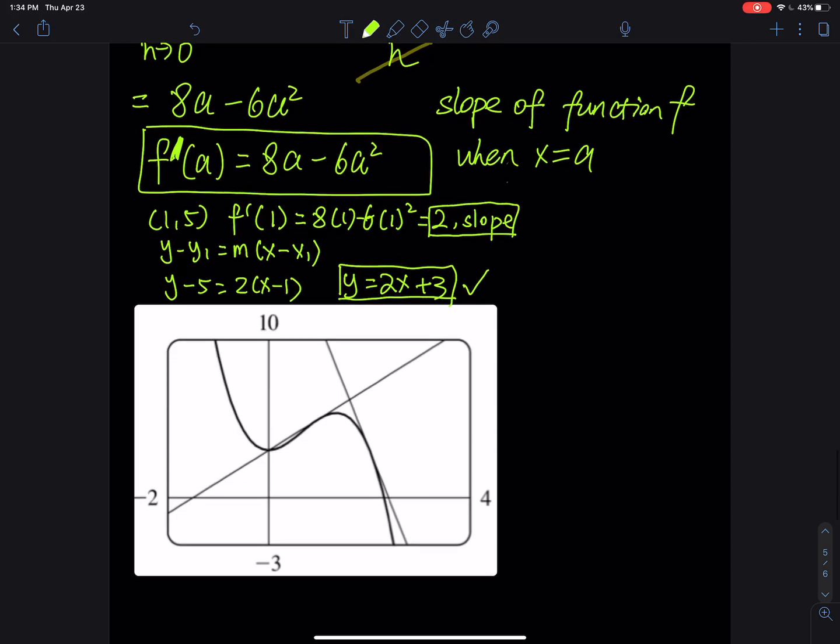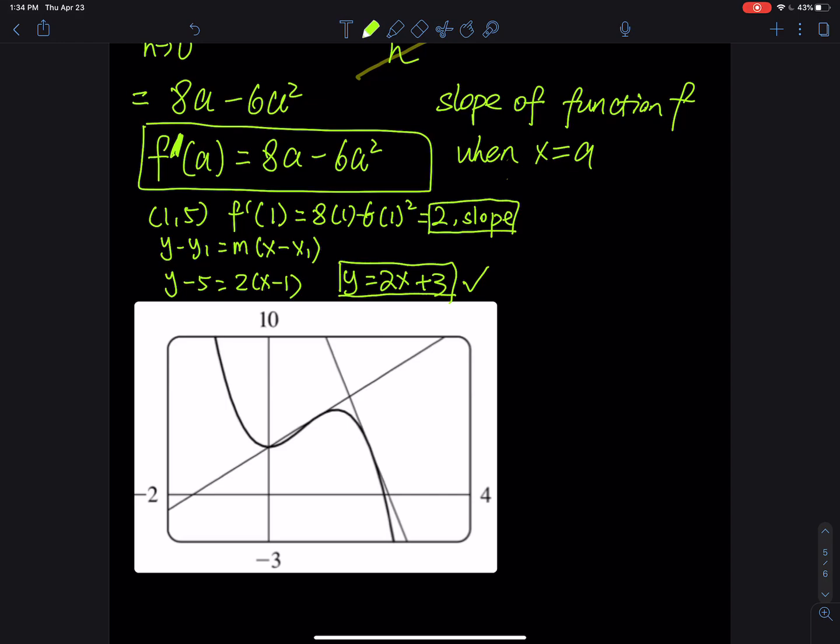So if you look at the graph at (1, 5), where is (1, 5)? Let's say that should be a 1 because the other point is 2, right? So when x is equal to 1, I better use another color. When x is equal to 1, y is equal to 5, we have a point. So do you see a curve? The curve is the given function. What about this straight line? This straight line is y equals 2x plus 3. And what is the slope at this point? The slope at this point is positive 2. The line is going up, so positive 2 makes sense.